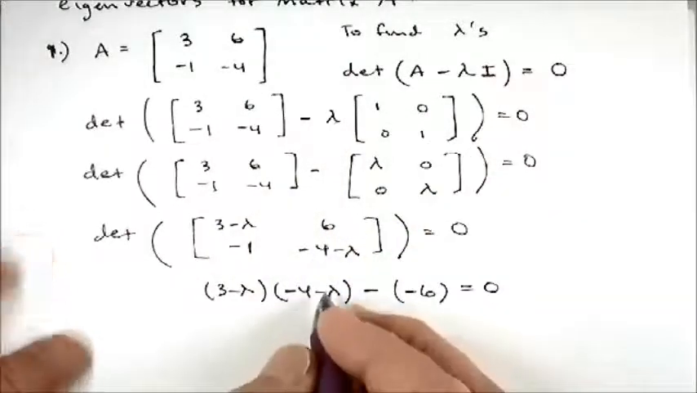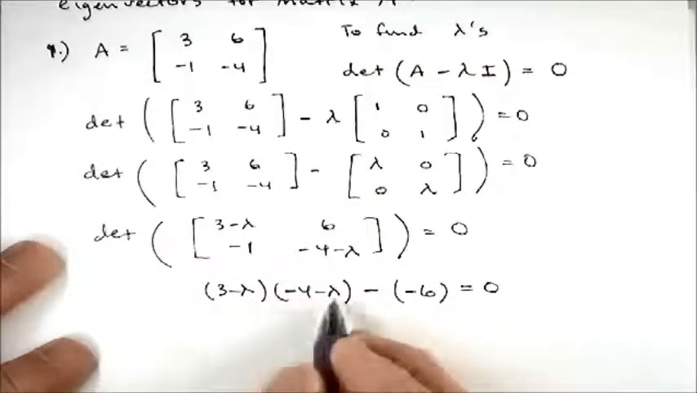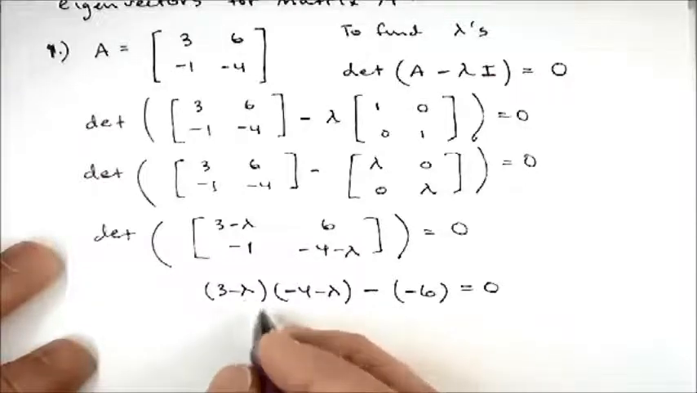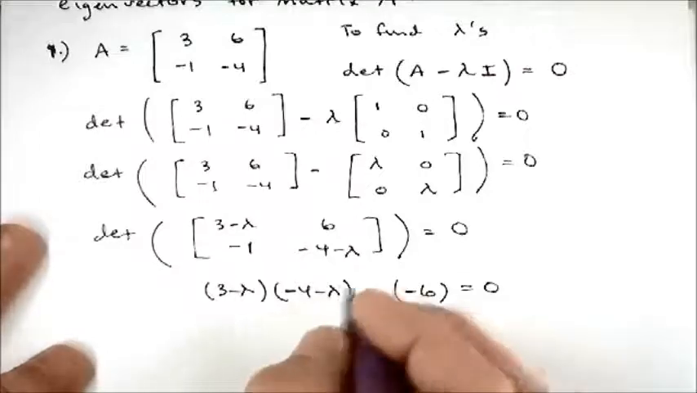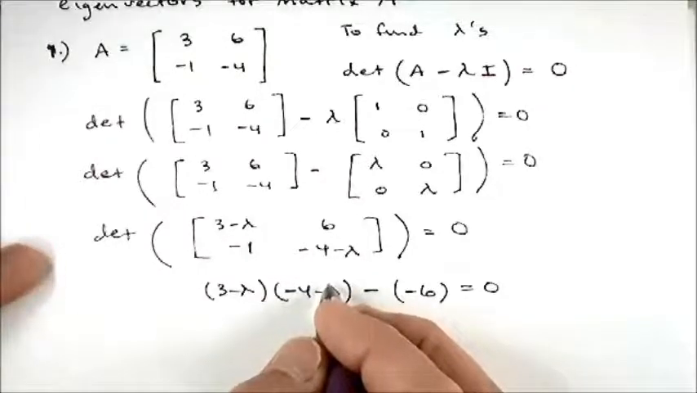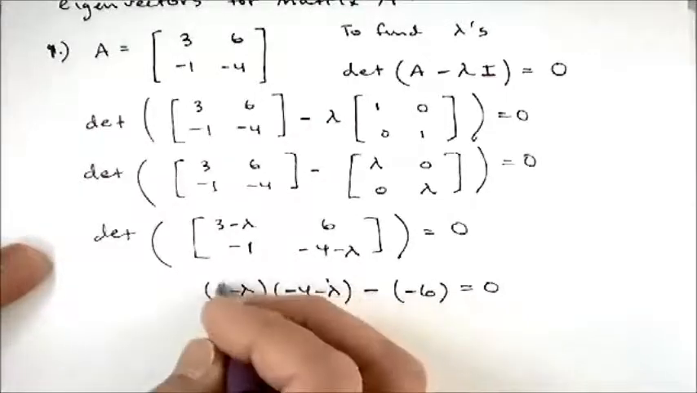Now, what ends up happening? You can probably see, if I were to FOIL this all out, I'm going to end up with a lambda squared, which is a quadratic. And so you're going to end up having to factor most of the time, or possibly use the quadratic formula. So to speed up the process, what I usually do is I multiply it out backwards. You're probably used to starting here and doing this.